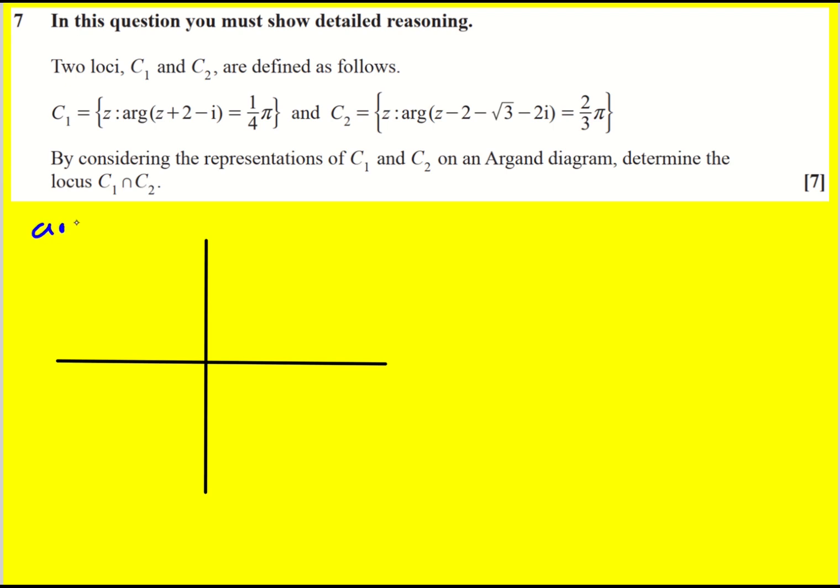By the way, if you just had arg z is equal to pi over 4, then we'd be saying that it's any complex number like this, except it can't be 0, 0. When we've got a plus 2 and a minus i, we're just essentially doing a translation. It's actually going to be minus 2 along the real axis and plus 1 in the complex.